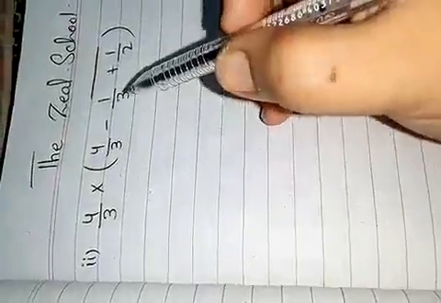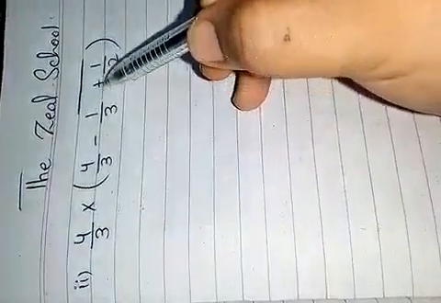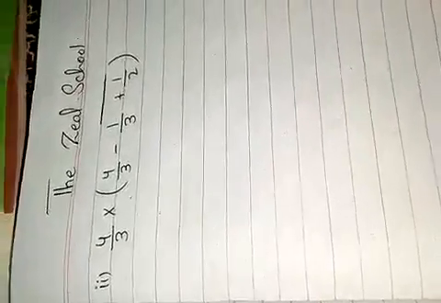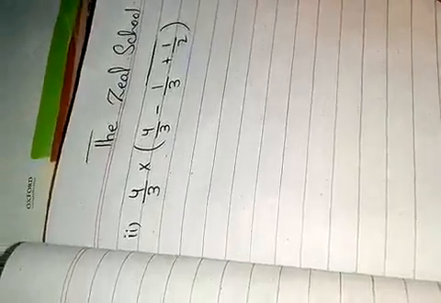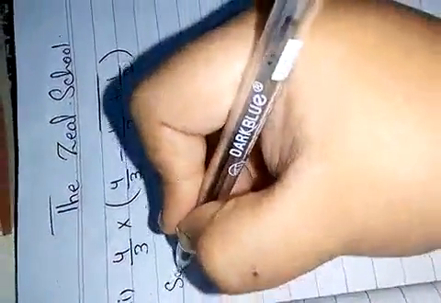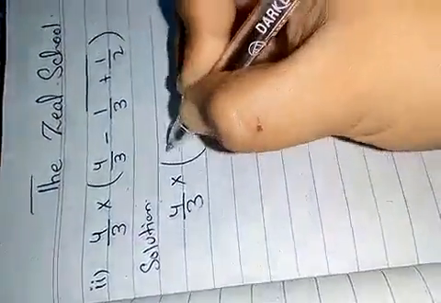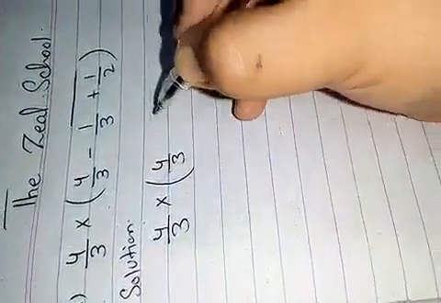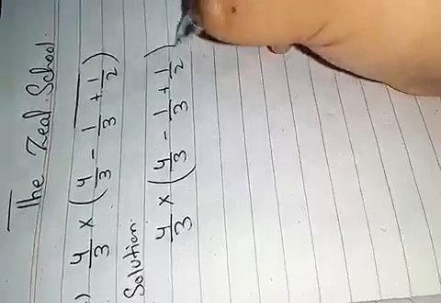Now this is the second question, which is 4 upon 3 multiplied by 4 upon 3 minus 1 upon 3 plus 1 upon 2 with bar. In this question we have two brackets. The first one is bar and the second one is parenthesis. So according to the rule, first we solve the bar. Very first we write the question as it is: 4 upon 3 multiplied by 4 upon 3 minus 1 upon 3 plus 1 upon 2 bar.